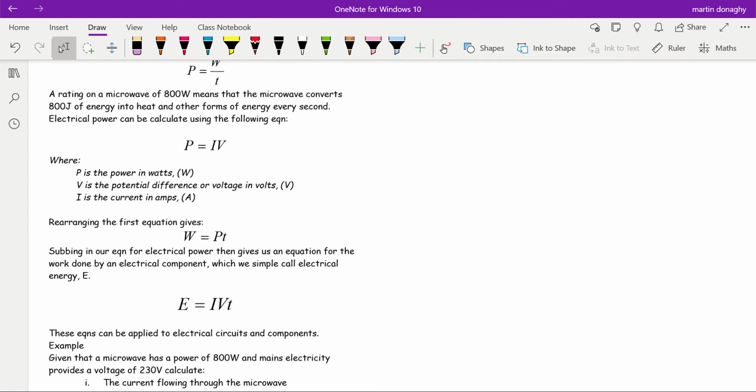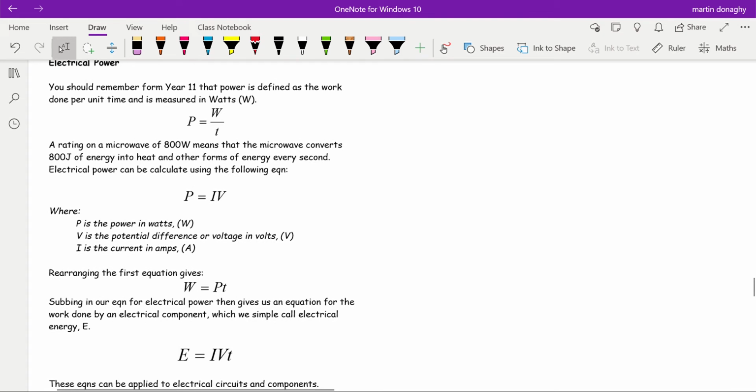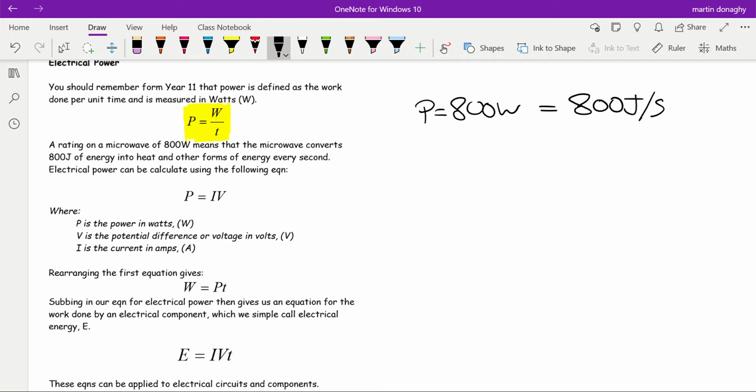Okay, we just have a few more equations to go through before we set you loose on working out everything in big circuits. So, a little recap from year 11, which you might need again this year: power is the work done per unit time, or the energy per unit time, and it's measured in watts. For instance, a microwave has a power rating of 800 watts. What that means is it will convert, if it's 100% efficient, 800 joules of electrical energy into heat energy each second.